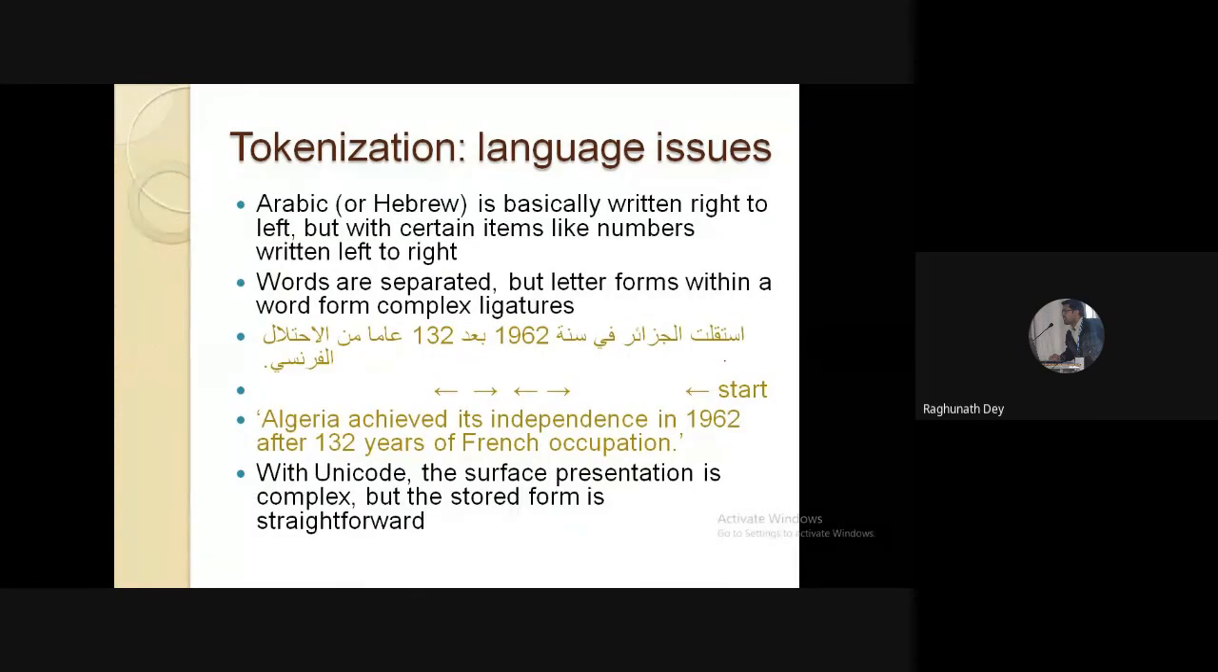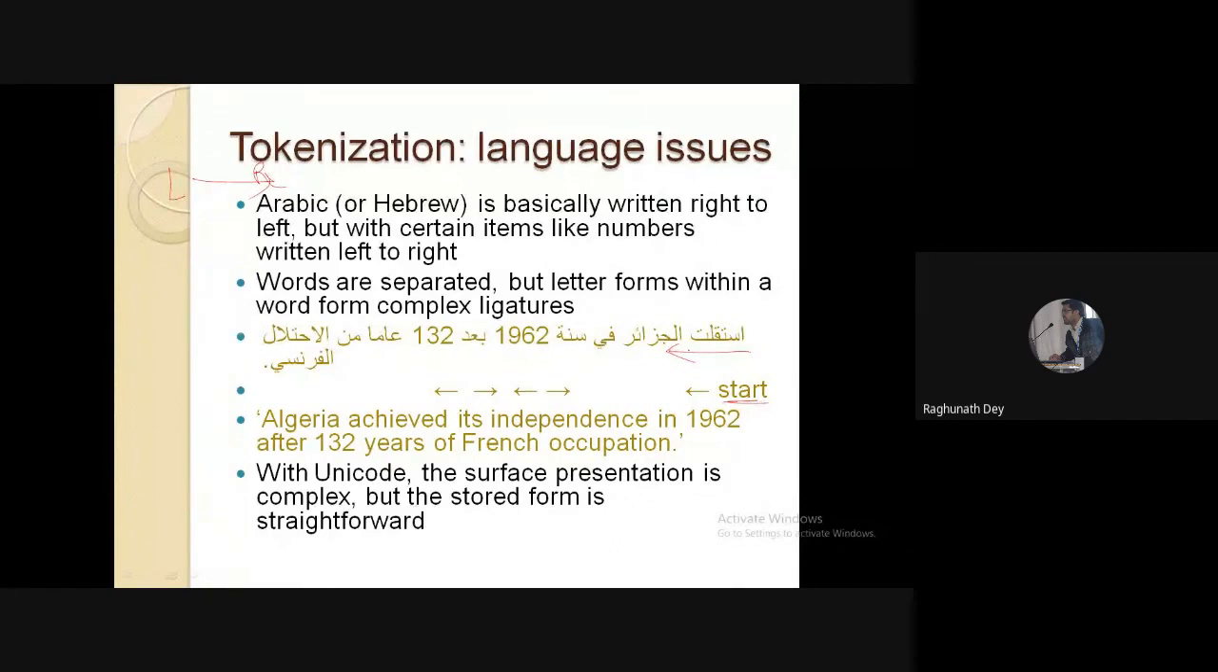Another issue. Normally, when we write anything, maybe in Odia, English, Hindi, Bengali, or any Indian language, we write from left to right. It's the obvious way. But in the case of Arabic or other Islamic languages, they write from right to left. They start from the right.